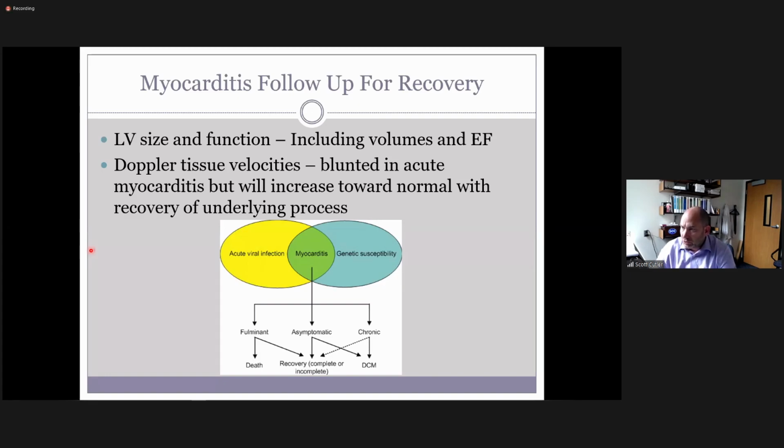Okay, so LV size and function, including the LV volumes and the EF, is what we're going to be looking at. Doppler tissue velocities will be blunted in acute myocarditis, but will increase towards normal values after recovery. In other words, it's going to look significantly like diastolic dysfunction, but it becomes recoverable after they get brought back to normal. Again, just to put the visual in there, it's nothing you have to necessarily know. Myocarditis just kind of overlaps in that, but you don't have to know that. I just needed a picture.